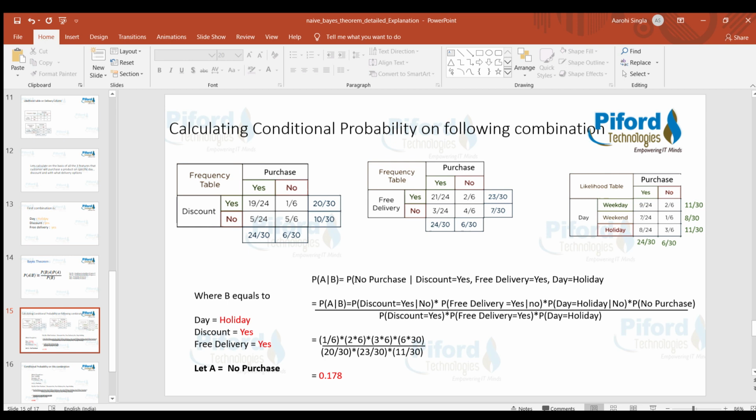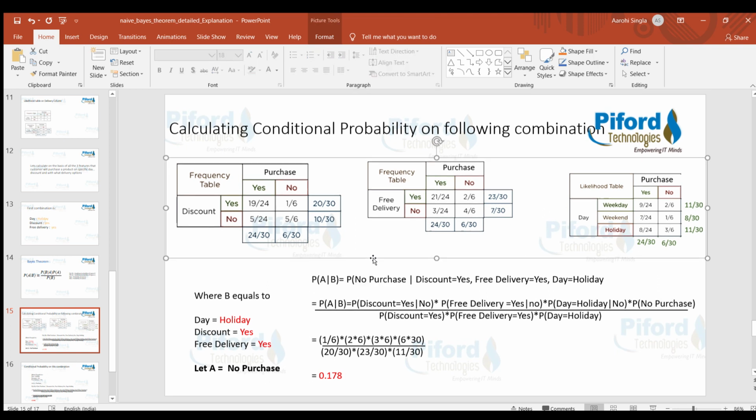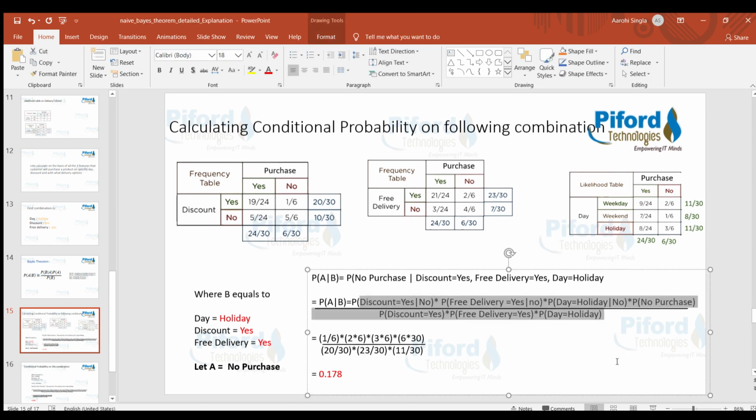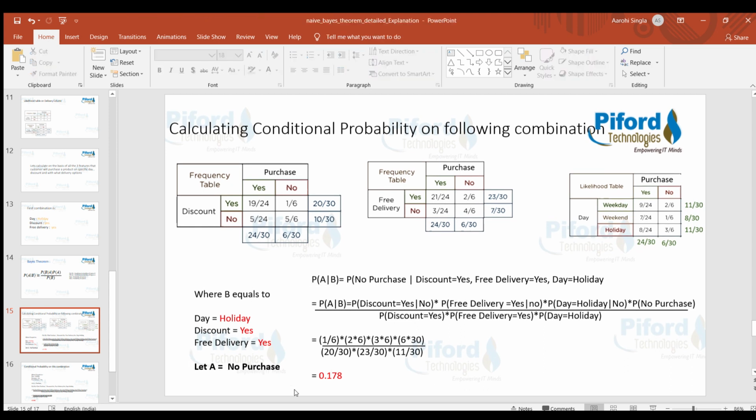So in the first case our A is no purchase, with discount yes, free delivery yes, and day holiday. This is the situation which we want to solve right now. So fill in the values. This is the equation for this particular thing, and these are the values. We are getting these values from these frequency tables, and this is what I got: 17% probability of no purchase, right?